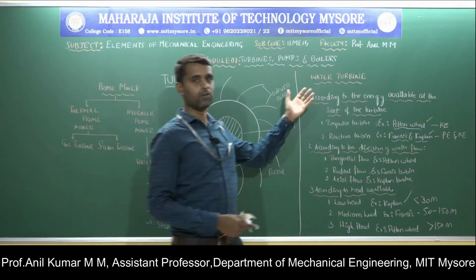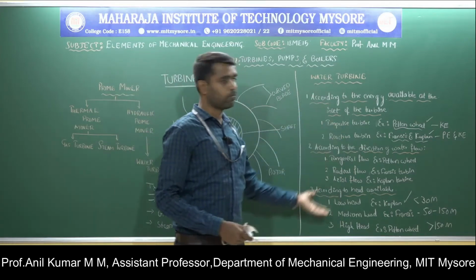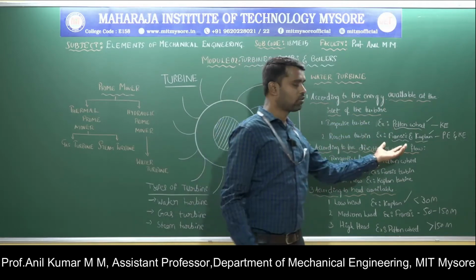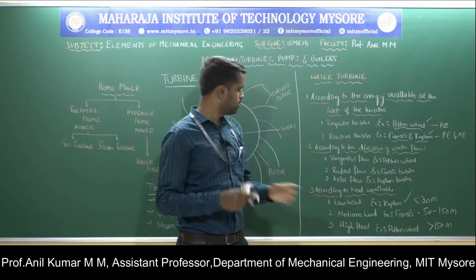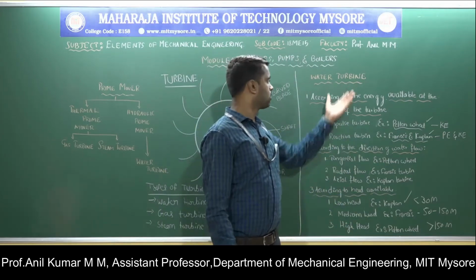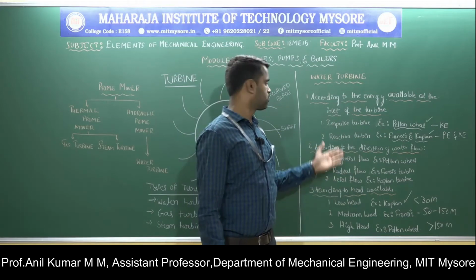So water turbines are used, and water turbines are classified into various types: according to the energy available at the inlet, according to the direction of flow of water over the runner blades, and according to the head available at the inlet. Based on that, water turbines are classified into these types.